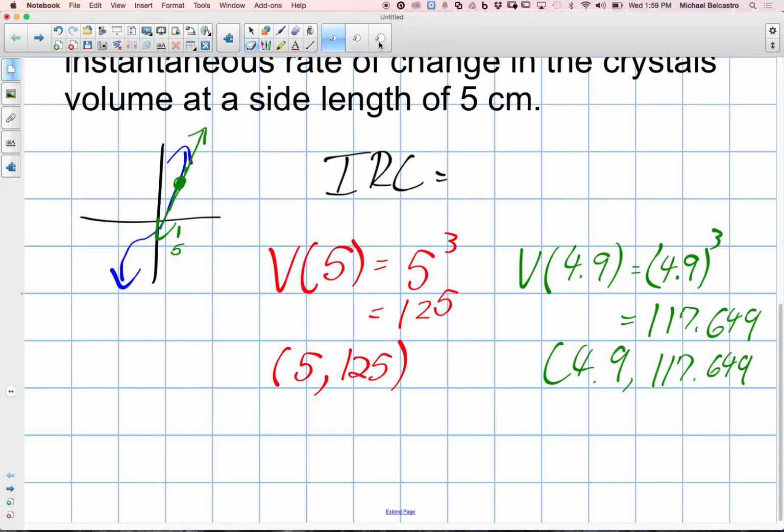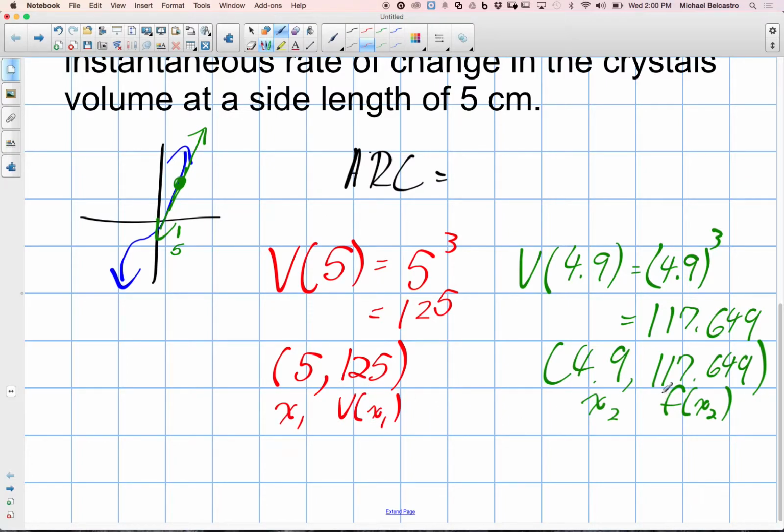Sorry, I wrote instantaneous rate of change, but I'm going to change that. We're going to use the average rate of change for this same idea. And if you remember from average rate of change, we take the y value, or the f at x value, of one of them. We'll start with our green one here. We'll call this our x2 and our f at x2, or technically it should be v at x2 because we're dealing with volume, and our x1, and we'll call this v at x1.